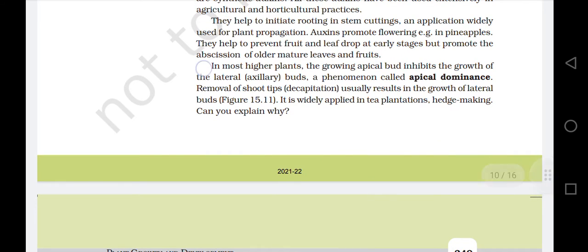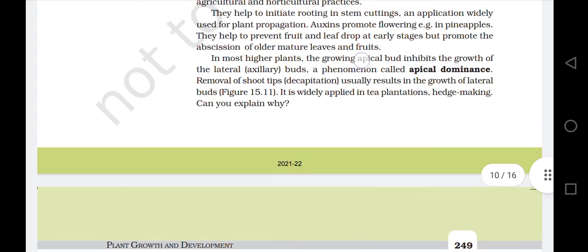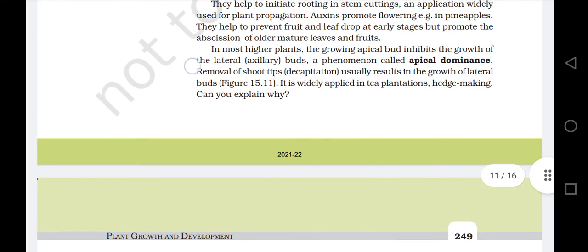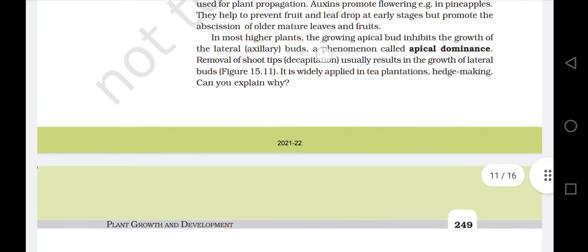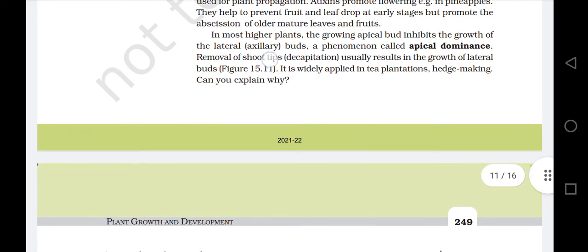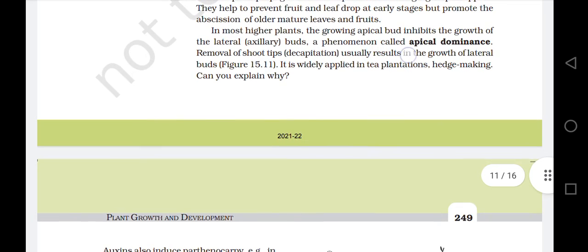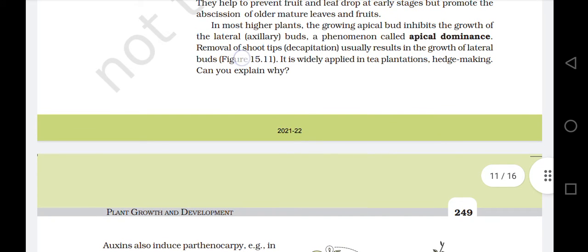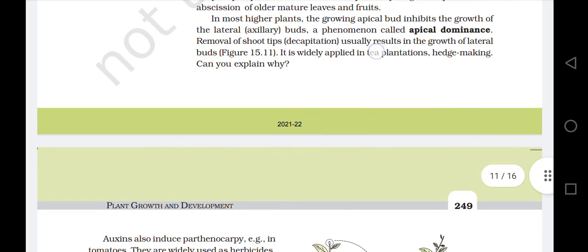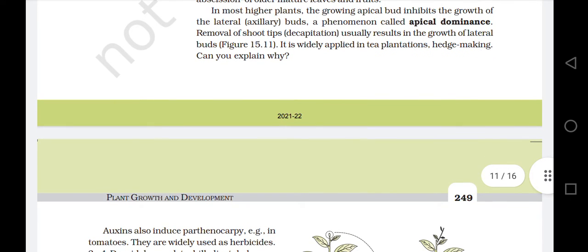In most higher plants, the growing apical bud inhibits the growth of the lateral axillary buds, a phenomenon called apical dominance. Removal of shoot tips, decapitation, usually results in the growth of lateral buds, Figure 15.11. It is widely applied in tea plantations and hedge making. Can you explain why?